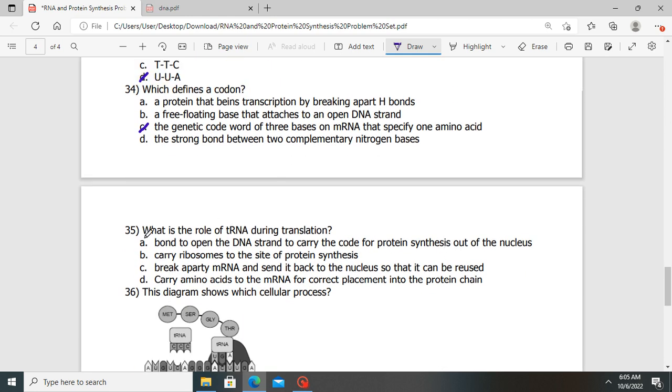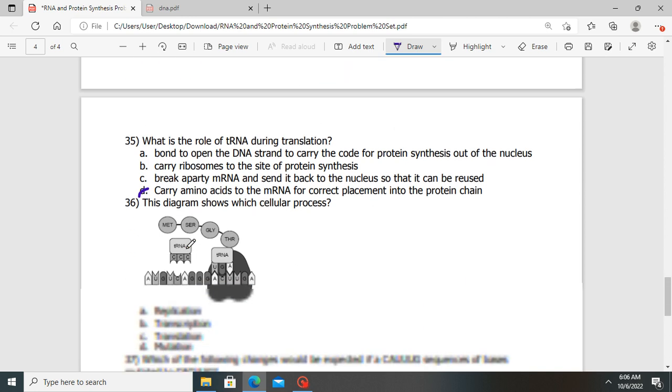35. What is the role of transfer RNA during translation? So what role does this play during translation? I think we said this earlier. It's bound to open the DNA strand to carry the code for protein synthesis? No. It carries ribosome to the site of protein? No. It breaks apart messenger RNA and sends it back to the nucleus? No. It carries amino acid to the messenger RNA for correct placement into the protein chain. So the answer is D. That is the role of transfer RNA.